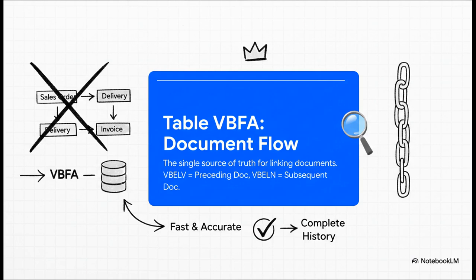Now for the real secret weapon, the holy grail for tracking any process in SD. It's a single table called VBFA, the document flow table. Seriously, instead of trying to do all these complex table joins to link an order to a delivery to an invoice, which is slow and sometimes messy, you just use VBFA. It's so simple. It has one field for the preceding document and one for the subsequent document. It is, without a doubt, the cleanest and fastest way to see the entire history of a transaction.